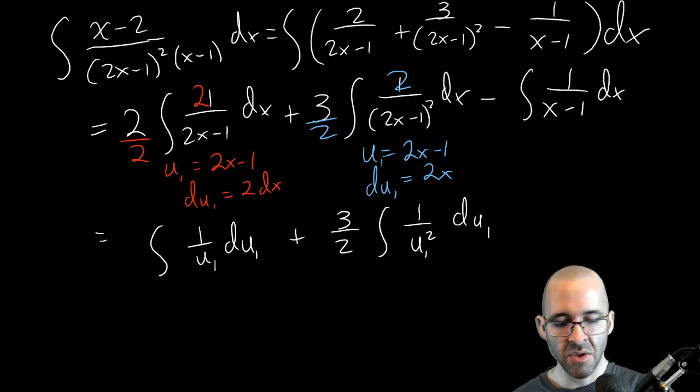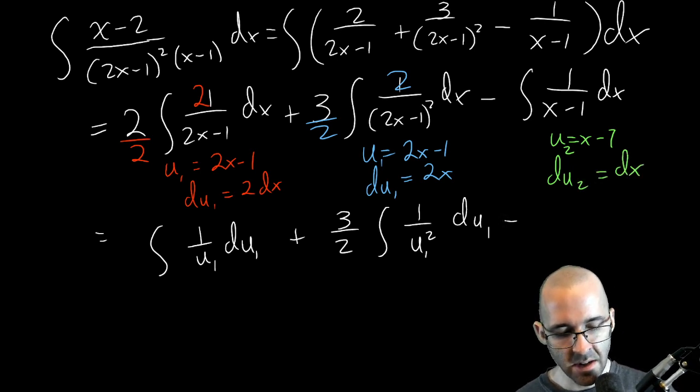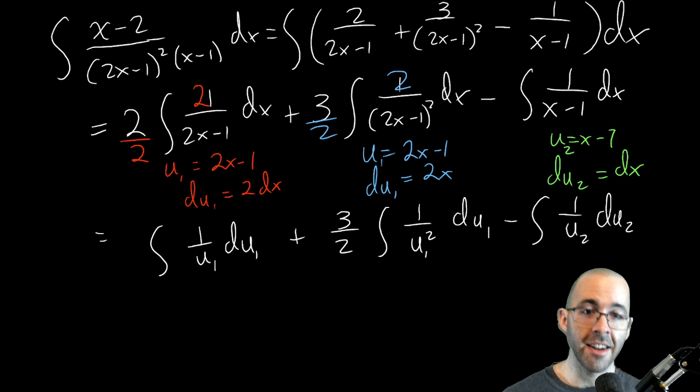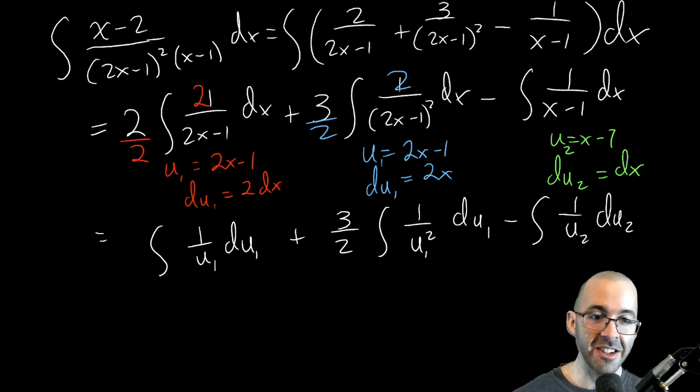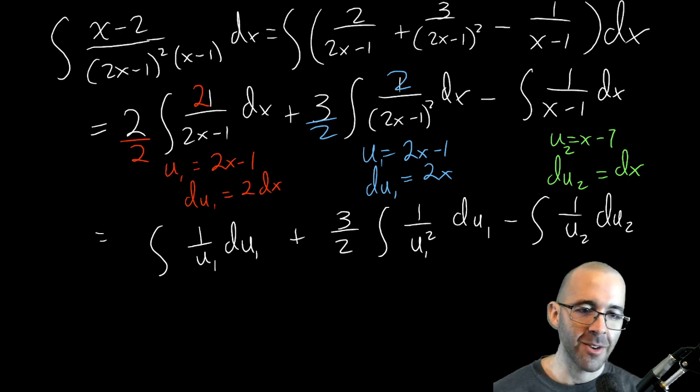And the last one, though, is a different u. U is going to be x minus 1. So du is dx. Oh, that one's easy. 1 over u2 du2. And again, it really matters that you're using different u's here. Otherwise, when you get rid of the u's, you might get rid of them with the wrong stuff.